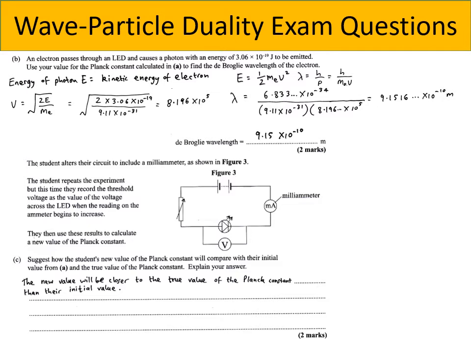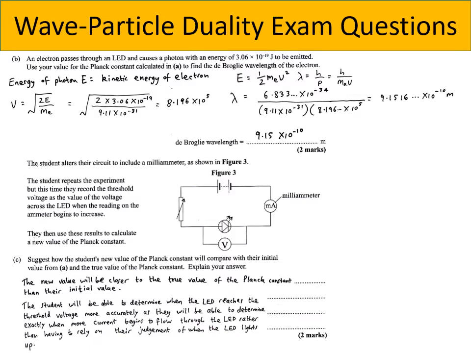Okay, and the reason for that, for the second mark, is that the student will be able to determine when the LED reaches the threshold voltage more accurately. That's the key bit there, as they will be able to determine exactly when more current begins to flow through the LED, rather than having to rely on their judgment of when the LED lights up using their eye. Okay, so that's an explanation question there worth 2 marks, and that concludes that particular question.